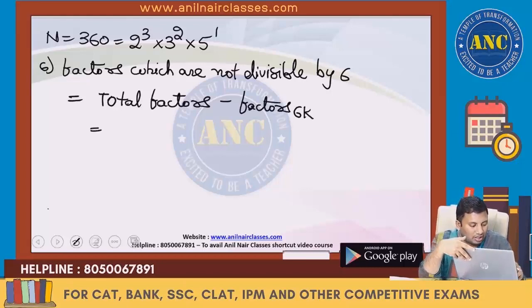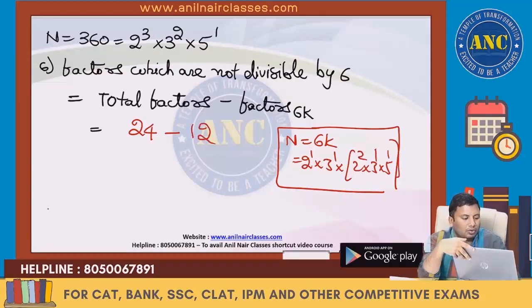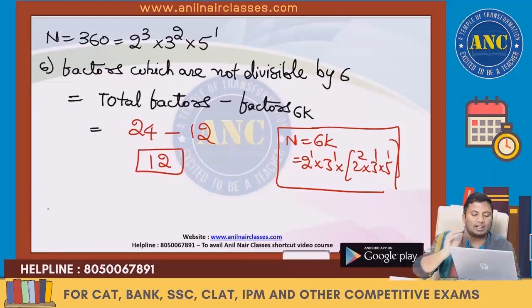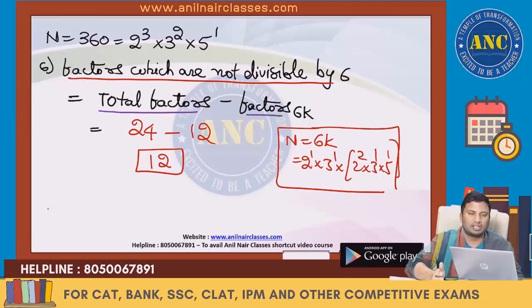Total factors is nothing but 24, minus factors which are divisible by 6. Just now we did it. 6 is nothing but 6k, 2 into 3, remaining is 2 square into 3 power 1 into 5 power 1. So 3 into 2 into 2, total it is nothing but 12. Total factors which are not divisible by 6 is total factors minus factors which are divisible by 6.